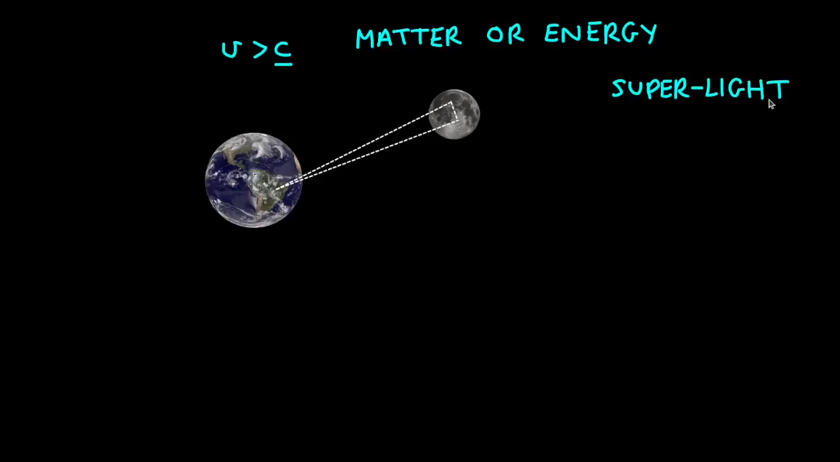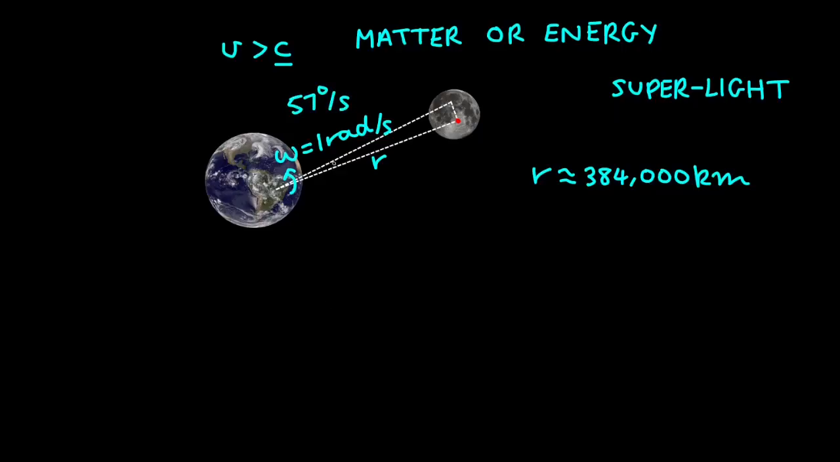So an example is if we shine a laser from Earth to the Moon, where the Moon has a distance of around 384,000 kilometers from the Earth, and suppose we sweep the laser using our wrist at an angular velocity of 1 radian per second. So that's around 57 degrees per second.